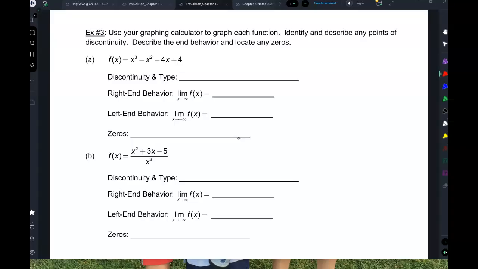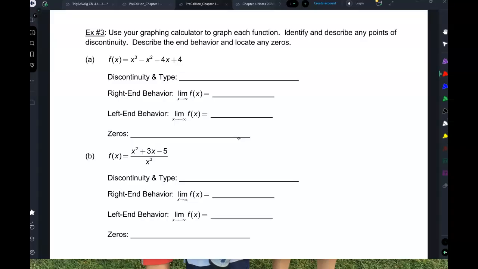Okay, so I have used your graphing calculator to graph each function, but you know what? For the time being, let's not, right? Because some of this we can actually do without our calculators, right? So basically, we want to figure out all of these things. All right, so first thing it's asking is discontinuity and type. Looking at this, do you anticipate any discontinuities on this function?